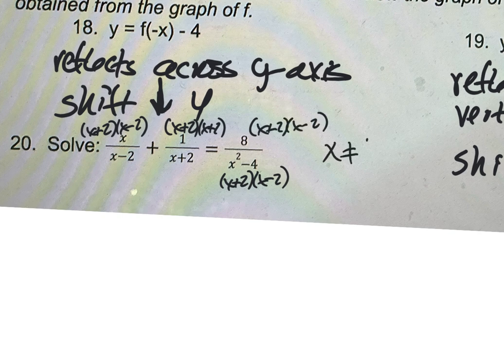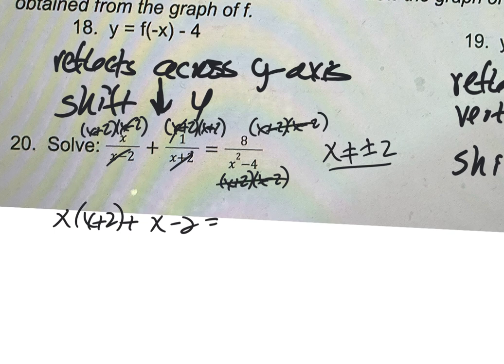Like there's no way I can get a positive or negative 2 for an answer because that will make the denominator 0. All right, this first term, the x minus 2 cancels. That leaves me an x and an x plus 2. On the second term, the x plus 2's cancel. That just leaves an x minus 2. I think I wrote that wrong up there. And the third term, everything cancels, so I just have 8.